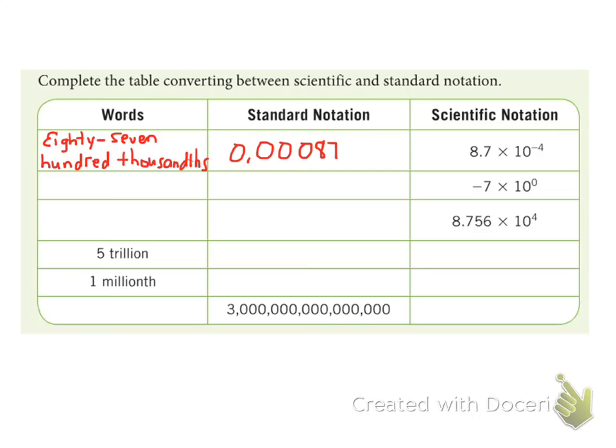Okay, work on the rest of those, see if you can get them. Okay, so the second one down, we were just discussing that 10 to the 0 power is really the same thing as 1. So negative 7 times 1 is just negative 7. And in words? Negative 7.